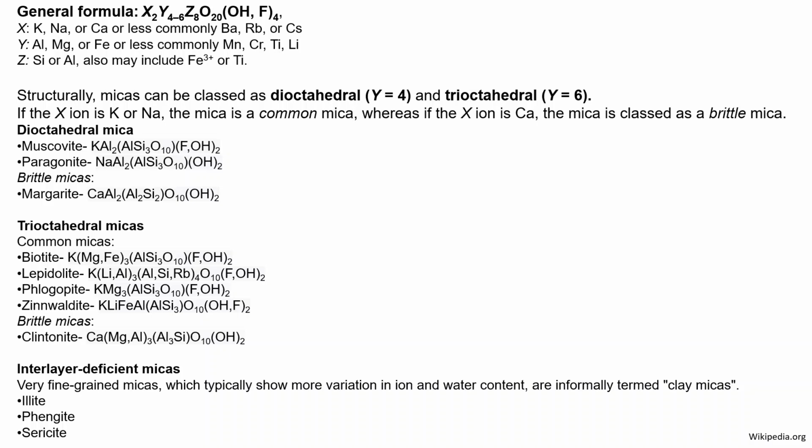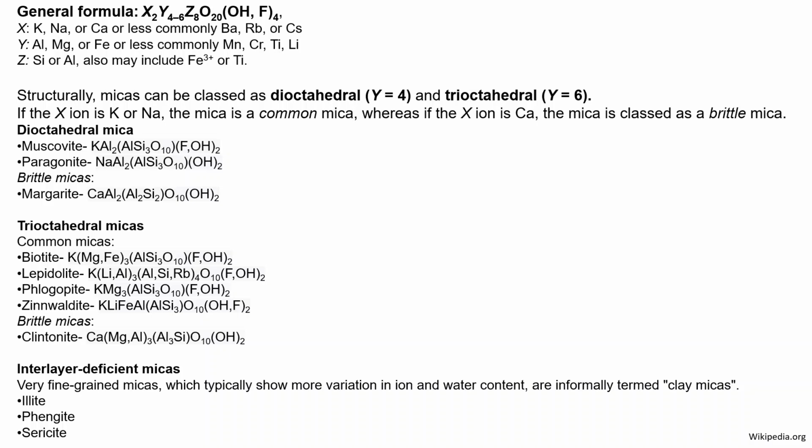Now, when we come to the chemistry of mica group, the general formula is X2 Y4-6 Z8 O20 (OH, F)4. So we are now talking about the cations X, Y and Z. X here could be potassium, sodium, or calcium, less commonly barium, rubidium, or cesium. Y will be aluminum, magnesium, or iron, or less commonly manganese, chromium, titanium, lithium. And Z will be silicon or aluminum, but sometimes it may also include ferric iron or titanium.